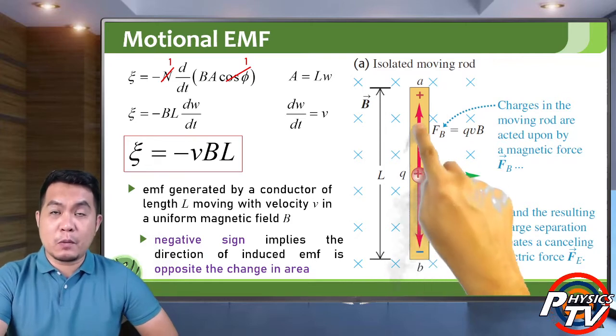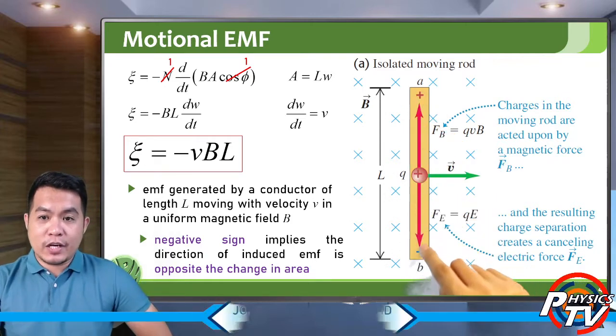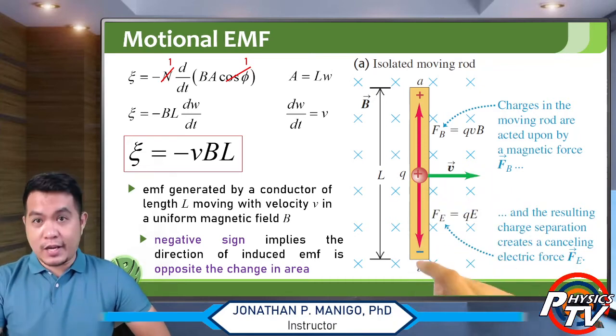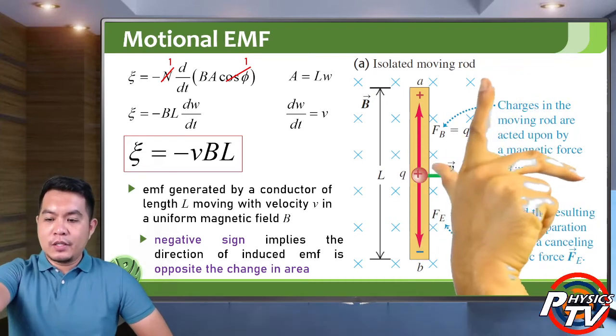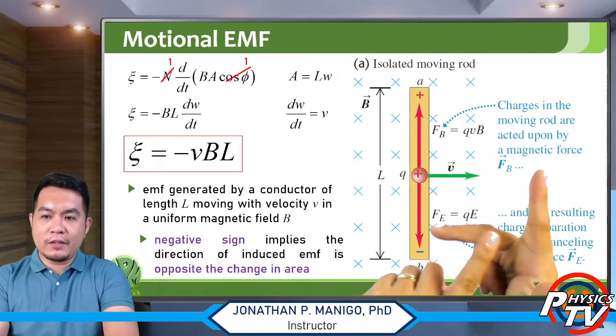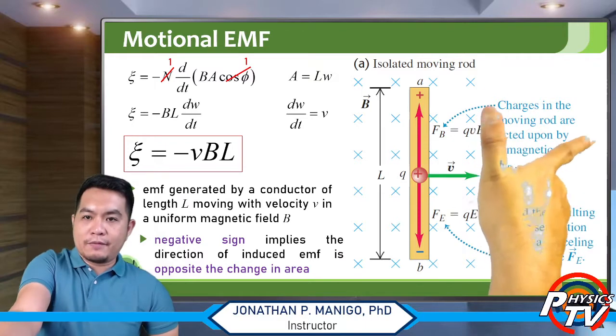So all positive charges will be forced upward, and all of the negative charges will be forced downward, because the negative charges are opposite sign, meaning the force is in the opposite direction. So using the right hand rule, this is your velocity, this is your magnetic field, v cross B equals F. So F is upward.